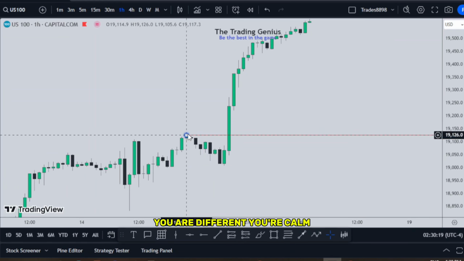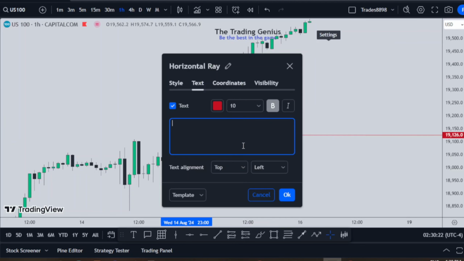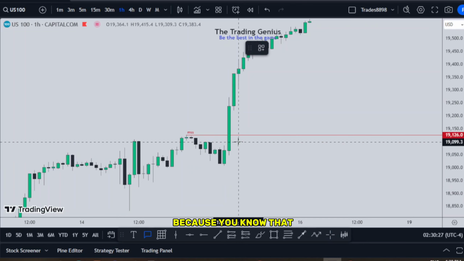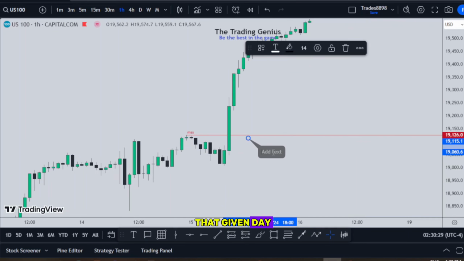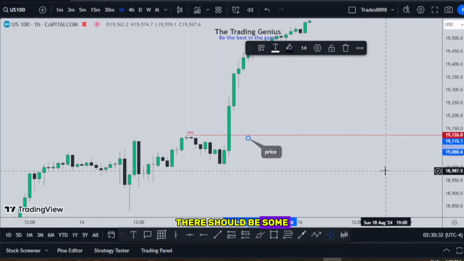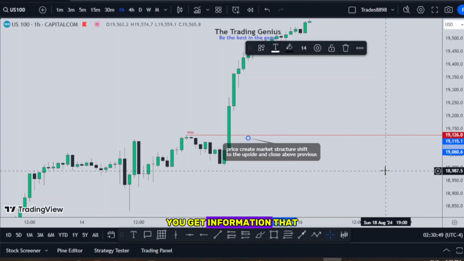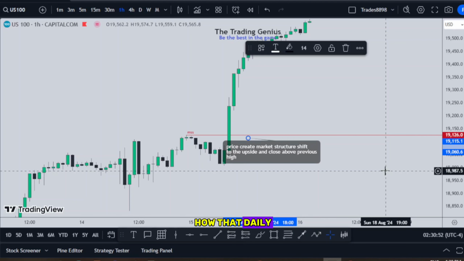You're different. You're calm, you're calculated, you're patient, because you know that on any given day, there should be some kind of opening imbalance, some kind of difference that's significant from the previous day's settlement price to 9:30's opening price. And to the degree of how much of an imbalance is created by that, you get intel, you get information that tells you more about how that daily candlestick is going to deliver.